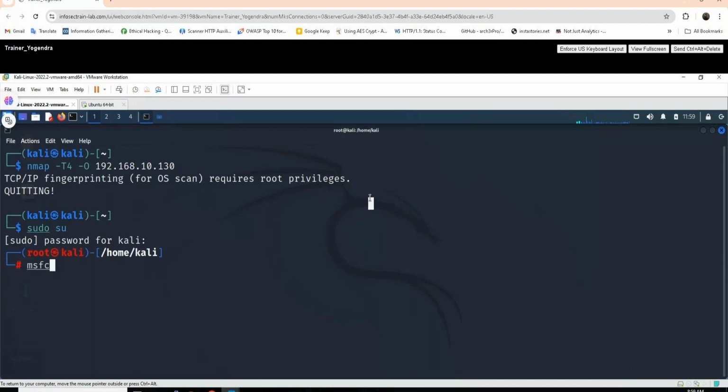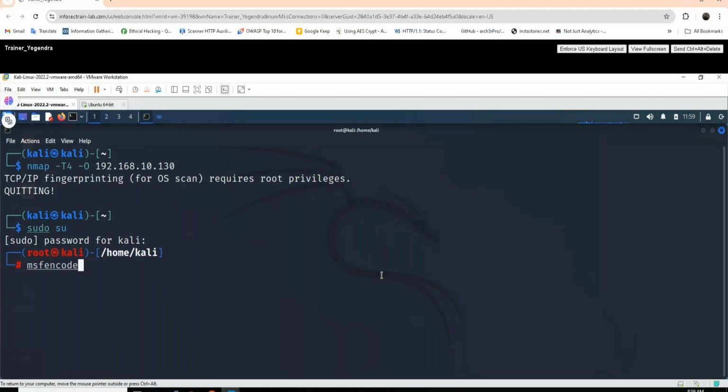Msfconsole, first let me check whether the console is present or not. Yeah, the console is present. So let's see whether or not we will be able to use our msfencode over there. msfencode. Nope, it is not accepting over there.